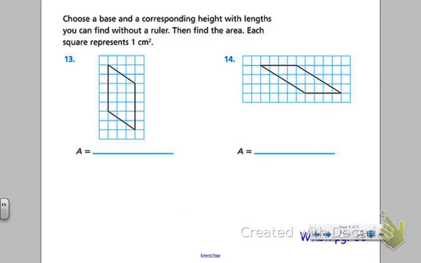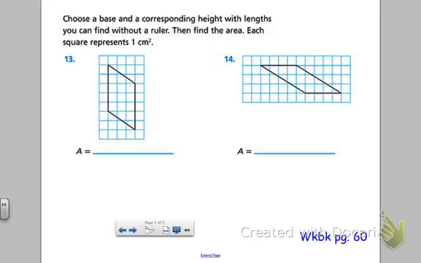Let's take a look at workbook page 60. You are given a variety of parallelograms and triangles, and you have to pick out the base, and then, where would you draw that height? Where would you put the corresponding height line? And then you can actually find the area of it. So that's what we're going to do here.